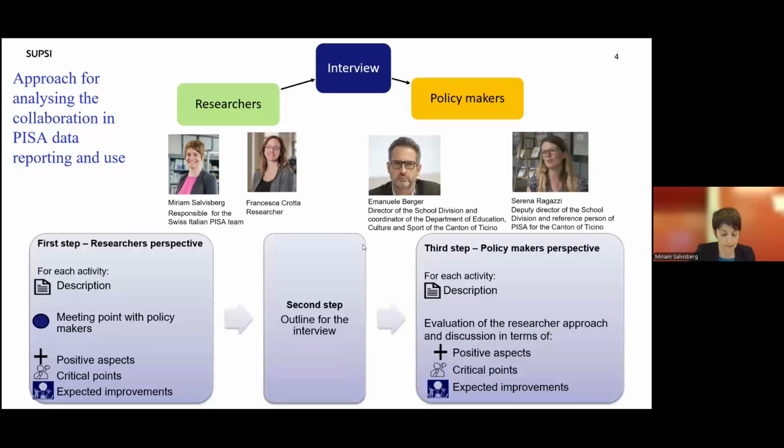So the first step was to clarify our own perspective as researchers, describing each reporting activity. For each activity, we identified the points of interaction with policymakers, the positive and negative aspects, and the expected improvements from our side. Then, second step, based on this, we built an outline for the interview. And third, we did the interview, and during the interview, we asked policymakers to describe each reporting activity, evaluating the good and the critical points, and saying what we can improve. In the following slides, we show just some points that have been discussed about the 3 activities.